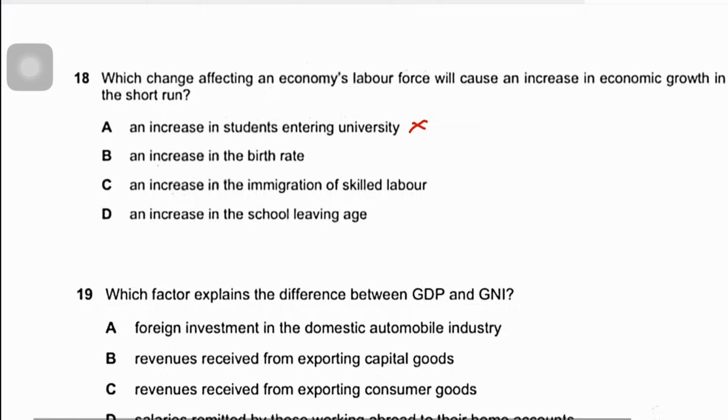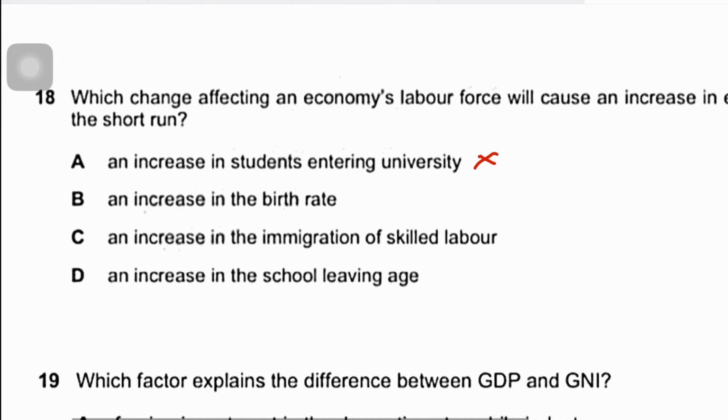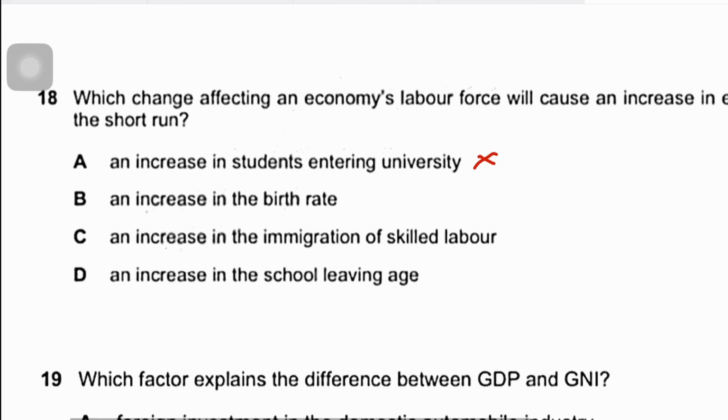And if you look at option B, an increase in birth rate, right? An increase in birth rate will affect the labor force, but in the long run, as more individuals will eventually enter the workforce. So it will not affect the labor force in the short run. So this would also not be correct.